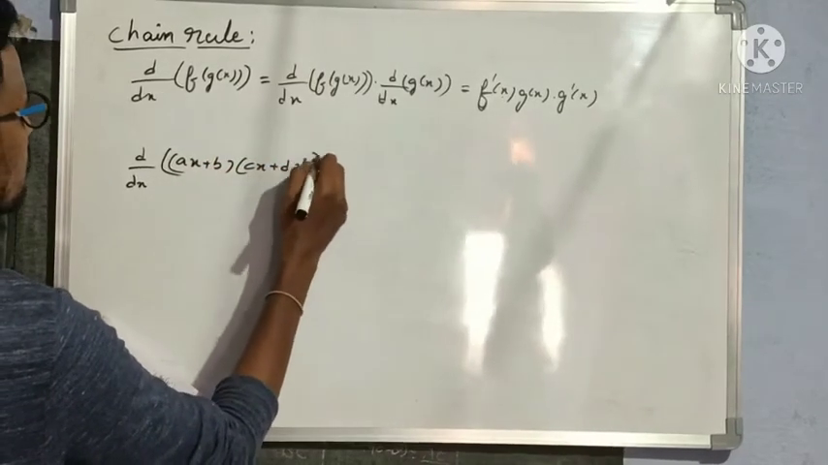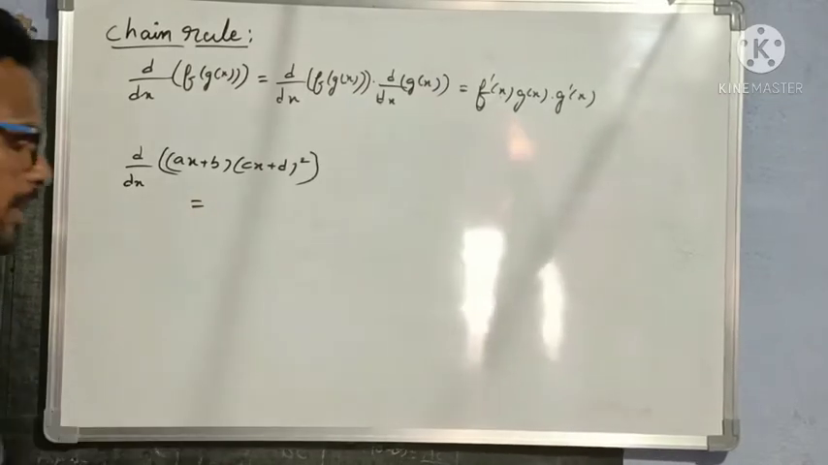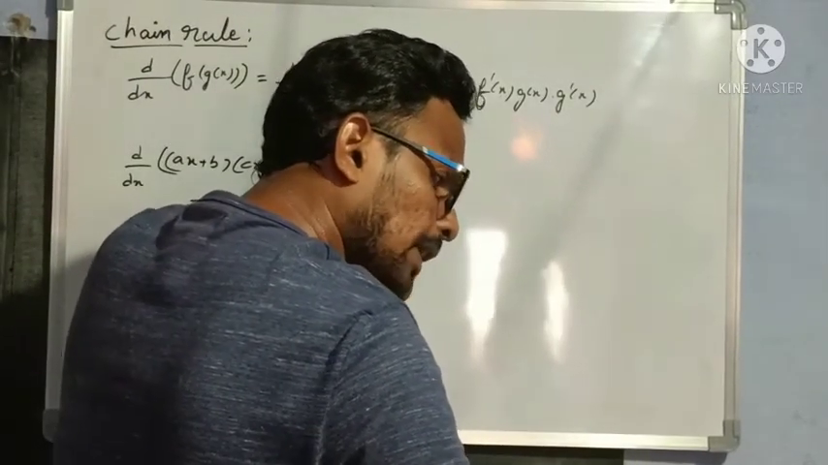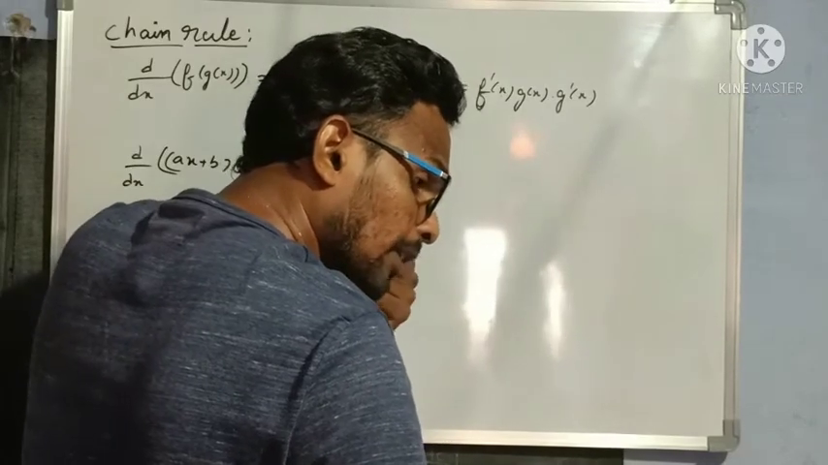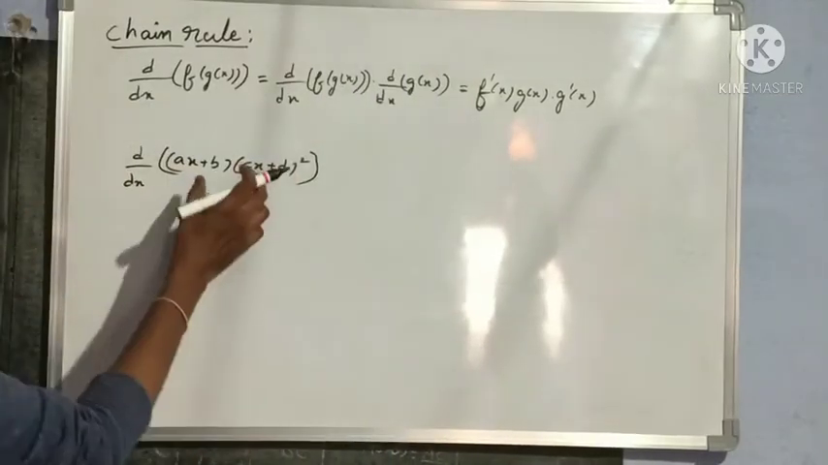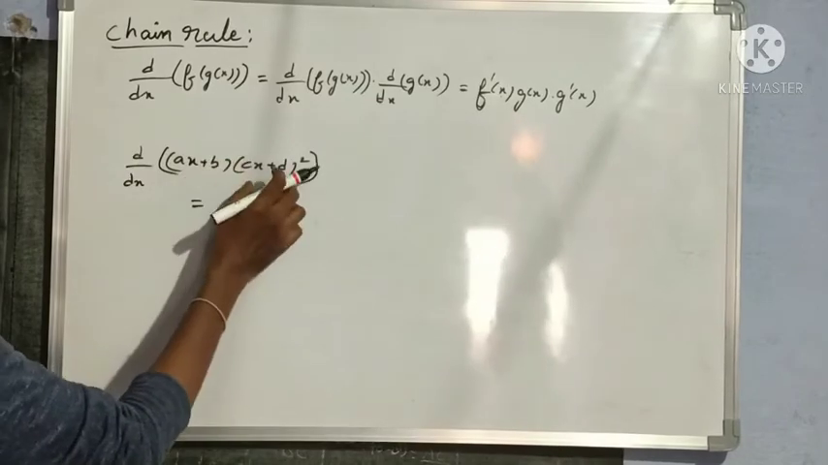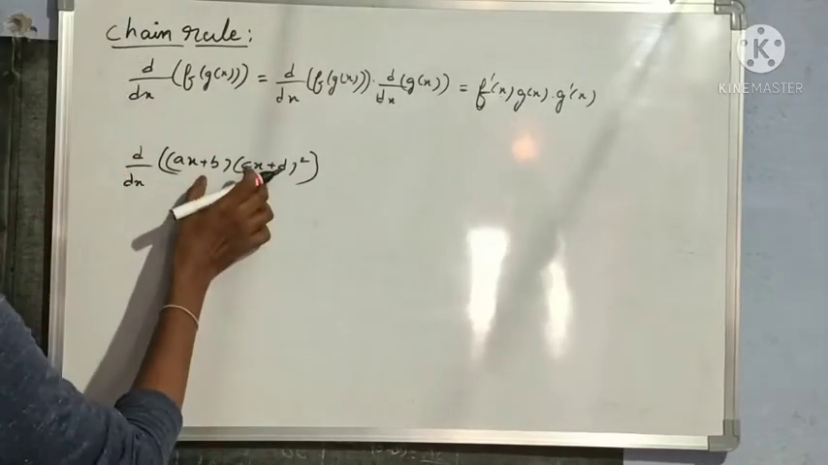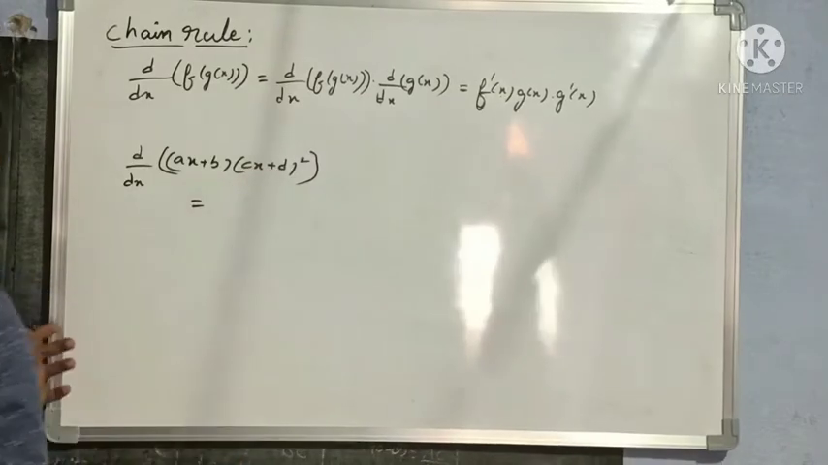How to do this? Somewhat complicated, but just listen. Now we have to apply which rule? Quotient rule or product rule? I hope this is product rule, right? This is f of x into g of x. So anyhow, product rule is very easy. f of x into g dash x plus g dash x into f of x.